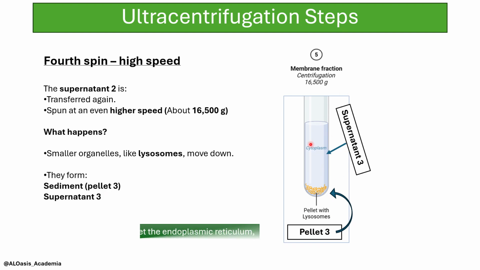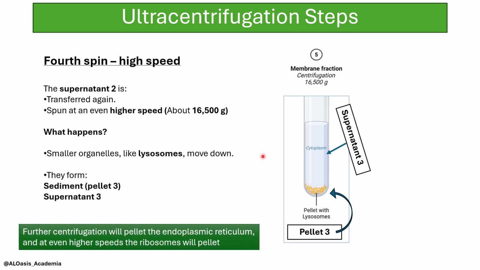So any further centrifugation after that will allow you to pellet other organelles based again on the size or mass and the density of the organelles. So the next heaviest organelle after lysosomes is going to be the endoplasmic reticulum. And then if you spin the centrifuge at an even higher speed, you will get the ribosomes.